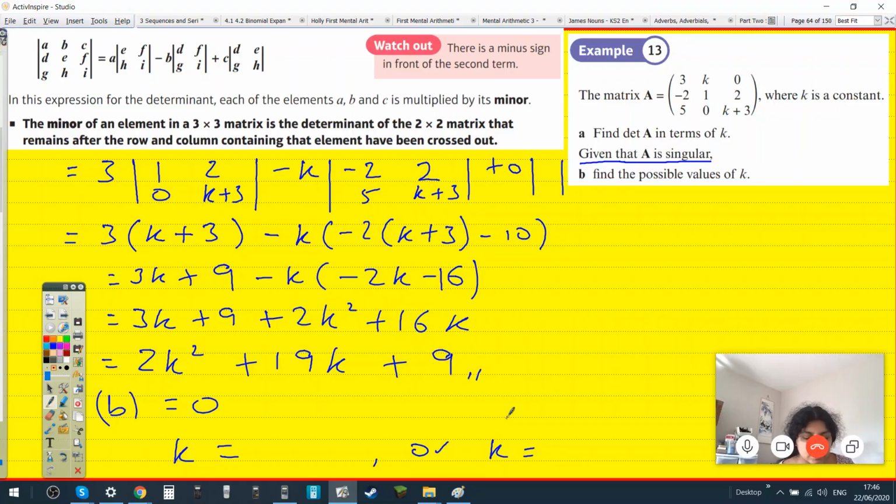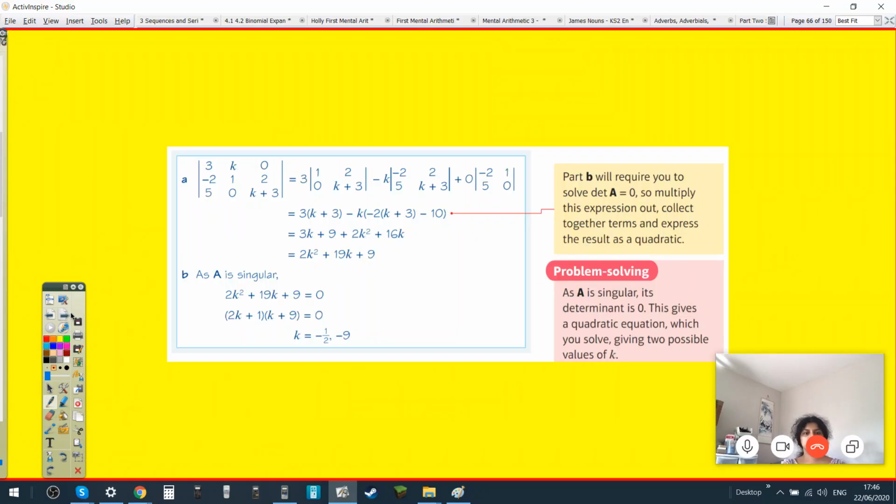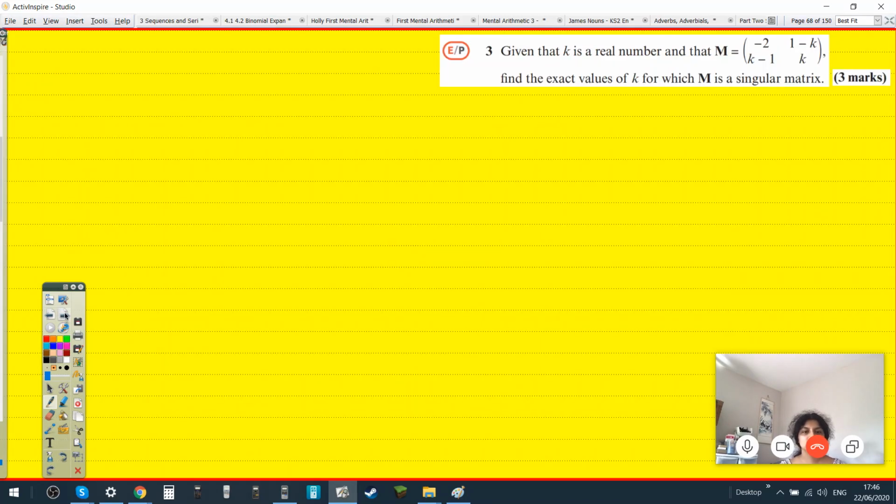Minus a half and minus 9. That's it. Possible values of K are minus a half or minus 9. Great. Any questions there? No, just long. It kind of broke down easily enough though. The matrix is just long. It's not that difficult so far, it's just everything is really long.